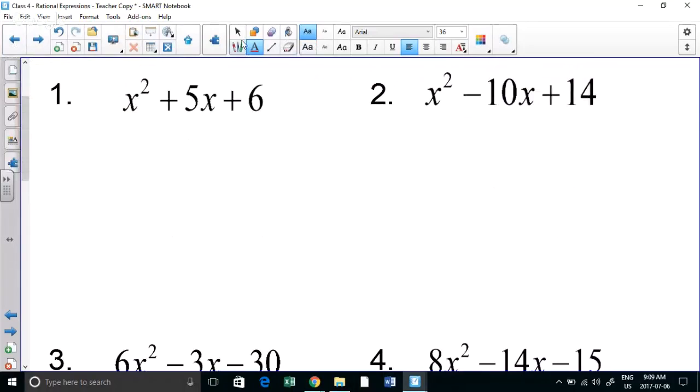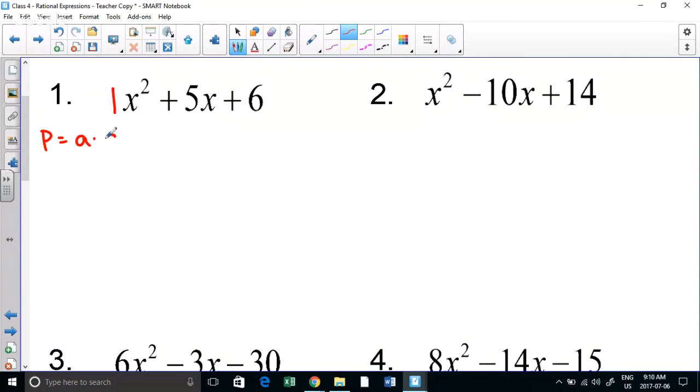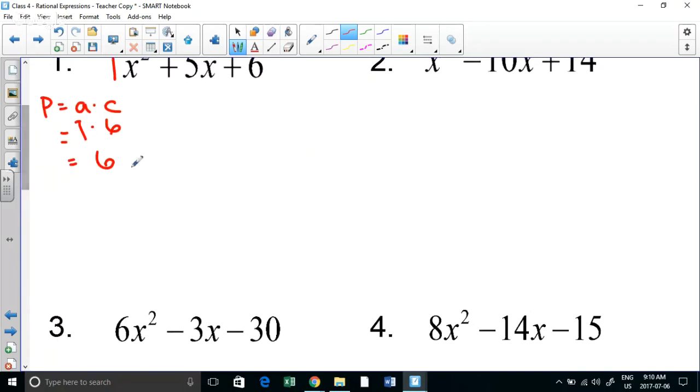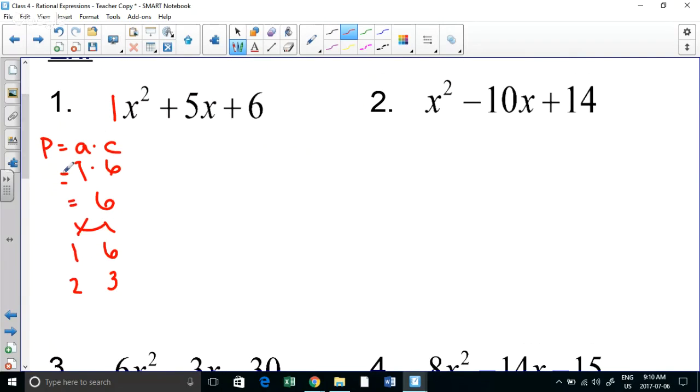So in this first one, your product is always going to be A times C. So if you remember, we have AX squared plus BX plus C. Okay? So your product is going to be A times C, which in this case is 1 times 6, which is just 6. The sign is super important. So what I do is I list the factors of 6. 1 and 6 and 3. I have a positive product and a positive sum. My sum is going to be 5.